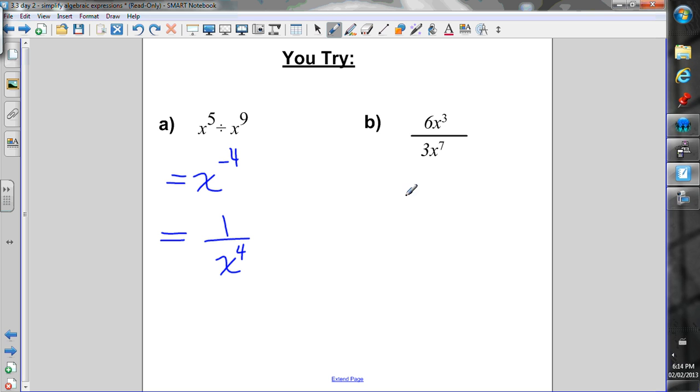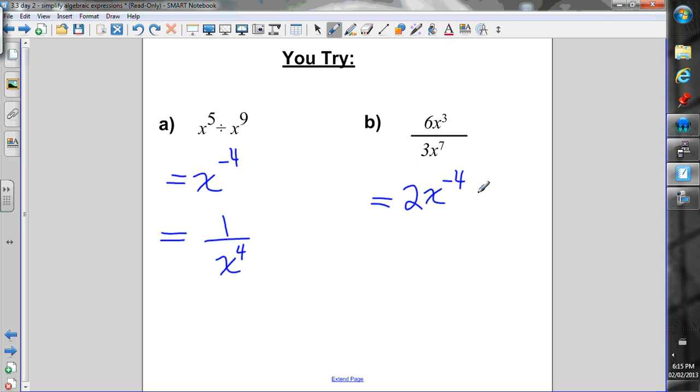Here, I have 6x cubed divided by 3x to the 7. So I have a couple things I have to do here. First thing I'm going to do is simplify these coefficients. 6 divided by 3 is 2. Now x to the 3 divided by x to the 7. Okay, so I'm dividing powers with the same base. I can simplify that. I keep the base the same and I subtract the exponents. So I do 3 minus 7, which gives me negative 4.